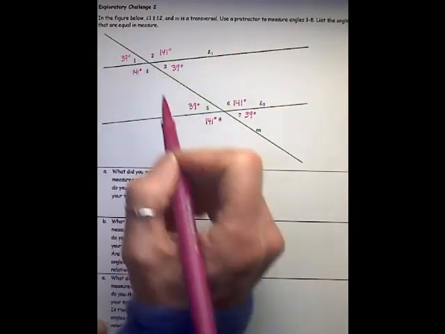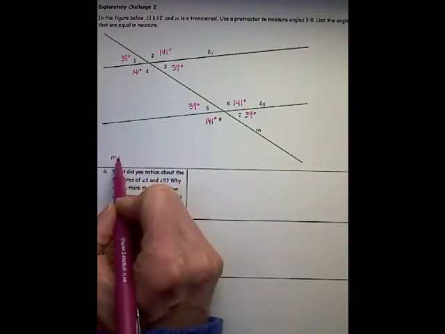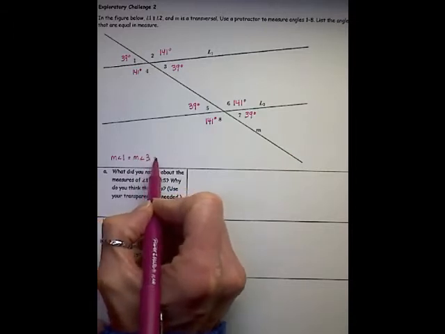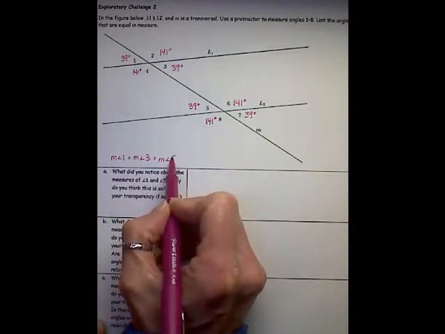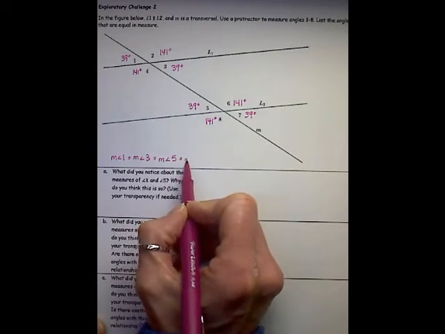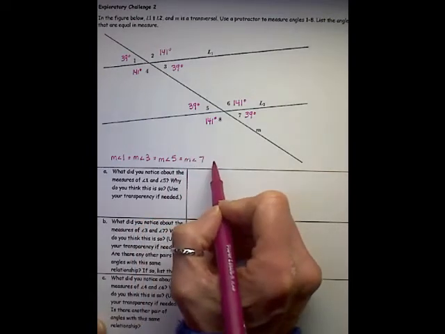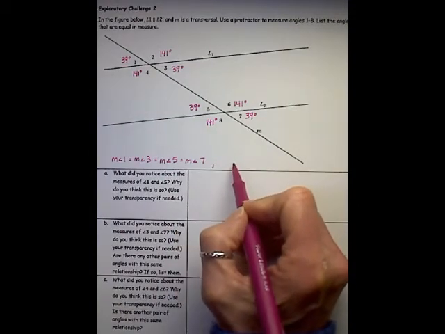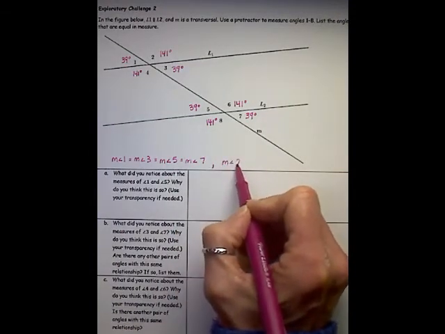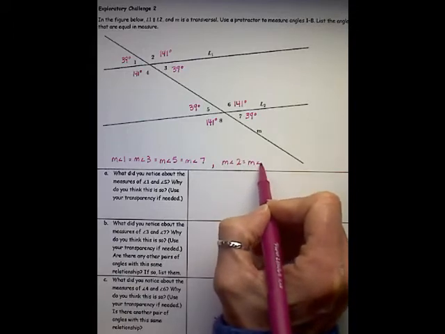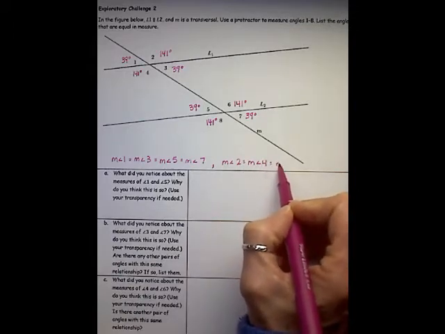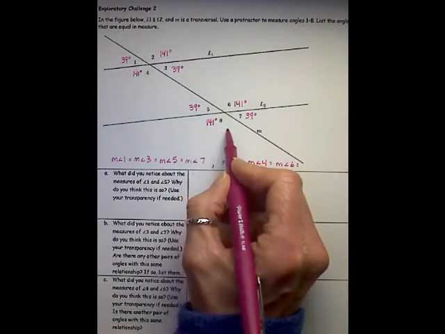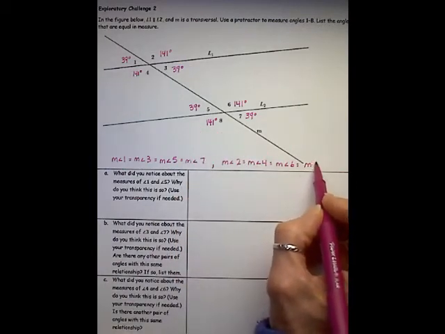The angles that are equal in measure: the measure of angle 1 is equal to the measure of angle 3, which is equal to the measure of angle 5, which is equal to the measure of angle 7. Other pairs of congruent angles: the measure of angle 2 is equal to the measure of angle 4, which is equal to the measure of angle 6, which is equal to the measure of angle 8.